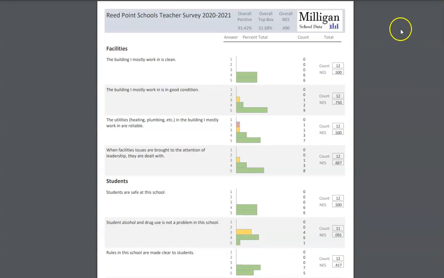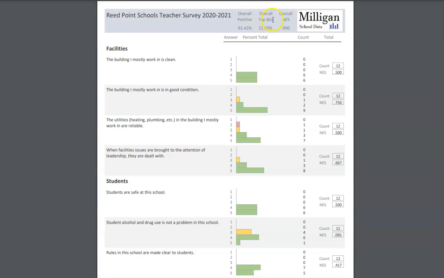So that's there. The top of the survey will show you kind of a general summarization of your entire survey. We'll start with that overall net engagement score. So it looks at the answers to every one of the questions, takes the number of 5s minus the number of 1s and 2s, divides it by the total count. So for this survey as a whole, they had a net engagement score of 0.490.